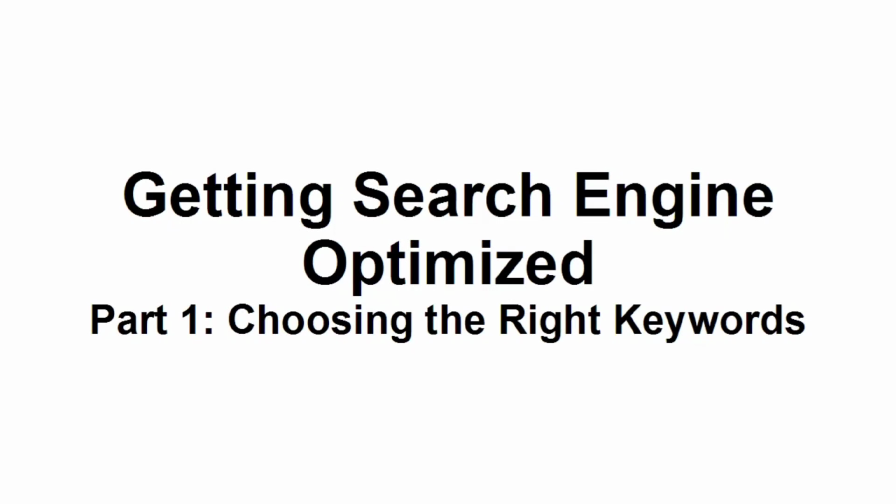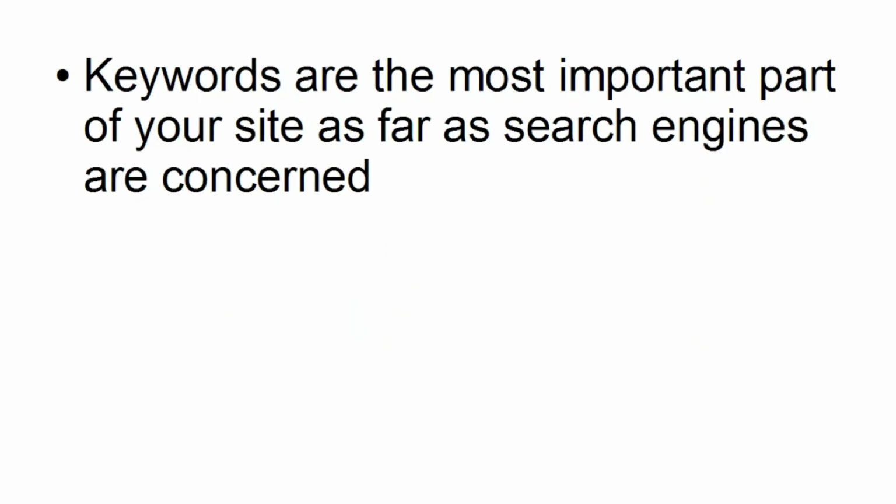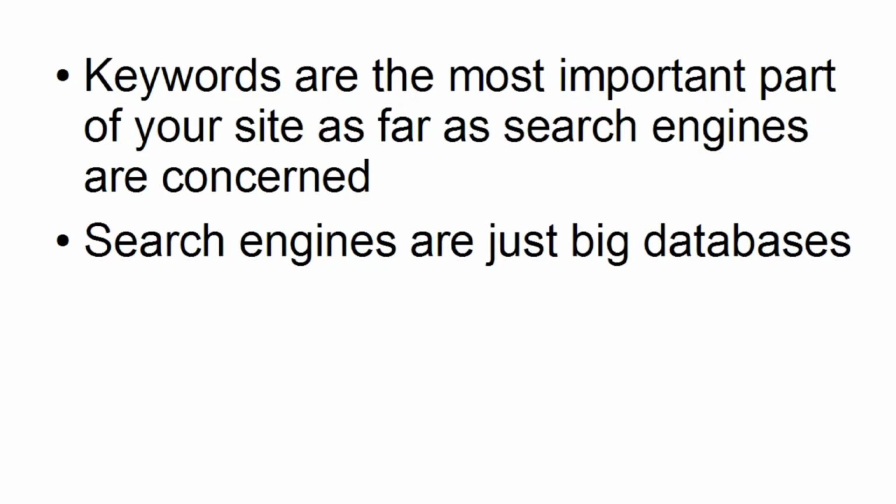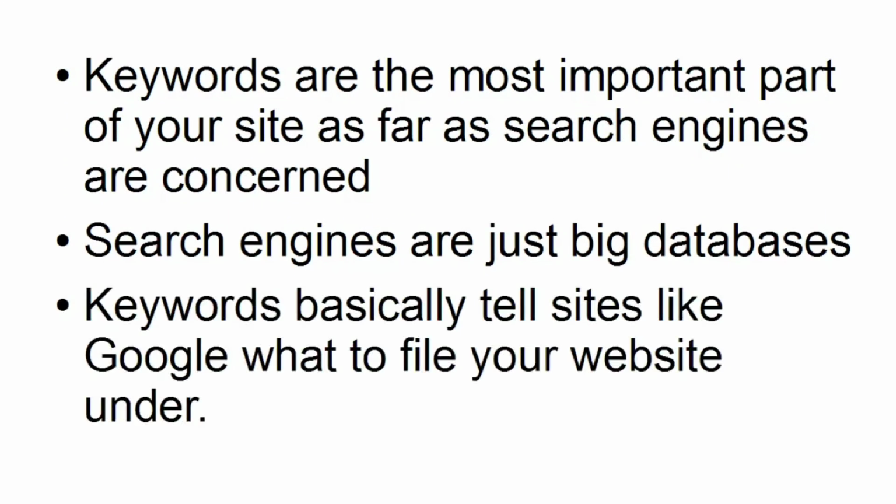And there are two key components to getting good rankings in the search engines. The first one, which we're going to cover in this video, is choosing the right keywords. Because keywords are the most important part of your site as far as the search engines are concerned. Search engines really are just big databases, and keywords basically tell sites like Google what to file your website under.